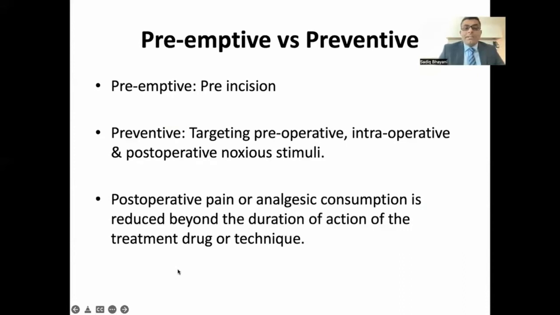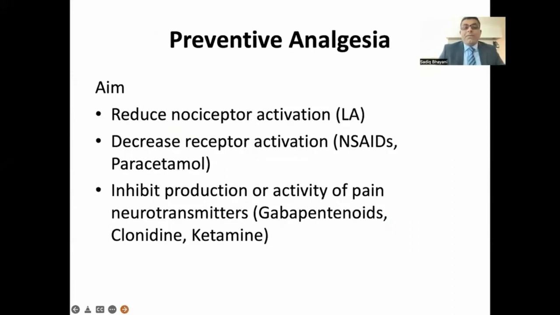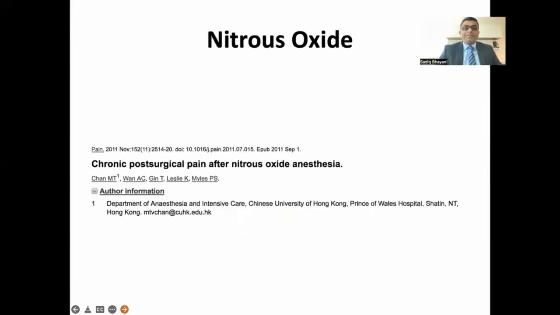Post-operative pain or analgesic consumption is reduced beyond the duration of action of the drug. So if you do a nerve block, then they're less likely to consume more morphine post-operatively. So that is one of the preventative strategies. The aim of preventative analgesia is to reduce nociceptor activation. As I say, local anesthetics decrease receptor activation, as do drugs like anti-inflammatories and paracetamol, or inhibit the activity of pain neurotransmitters, like gabapentinoids, clonidine, or ketamine.